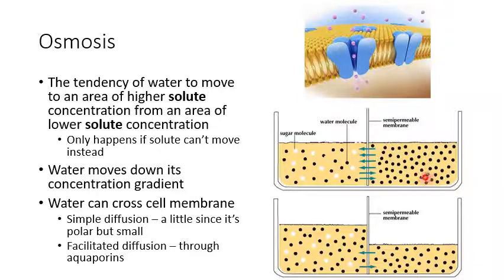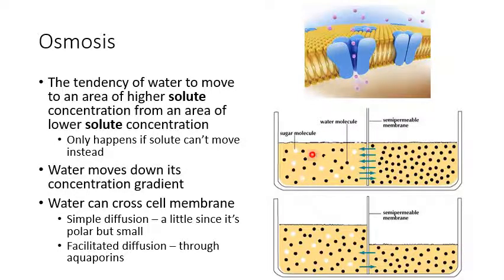In osmosis, water is always moving from where you have more of it to where you have less of it, but that also means that water is always moving from where you have less solutes to where you have more solutes. So we always state osmosis as being the movement of water from where you have a lower concentration of solutes to where you have a higher concentration of solutes.